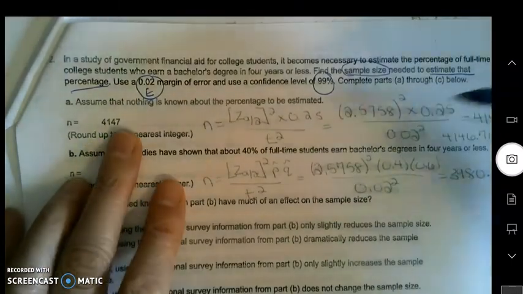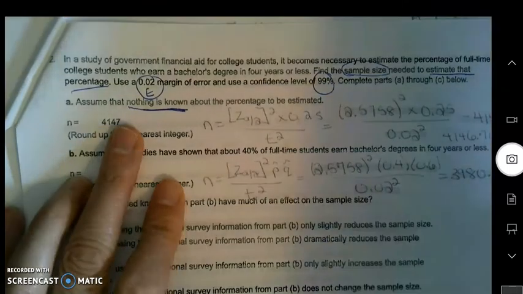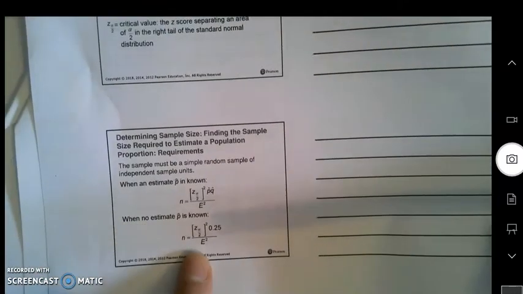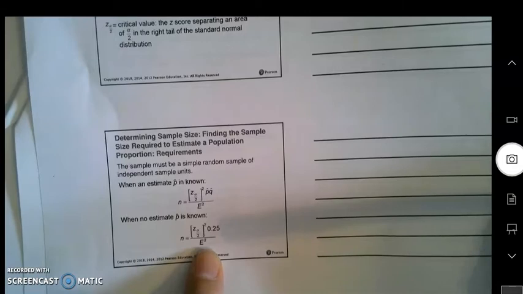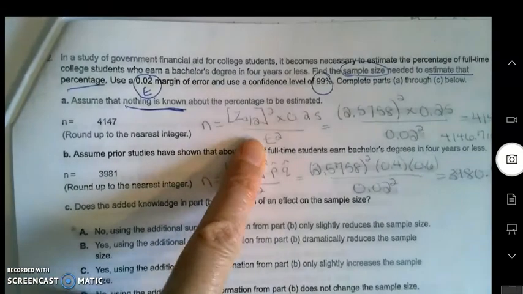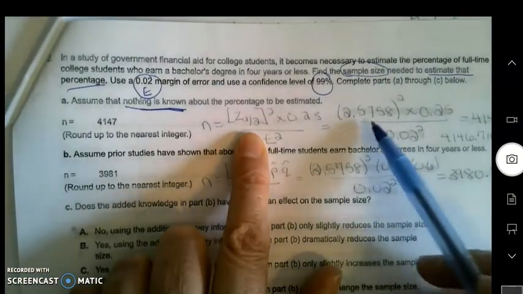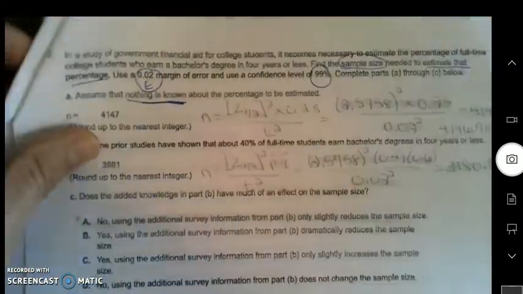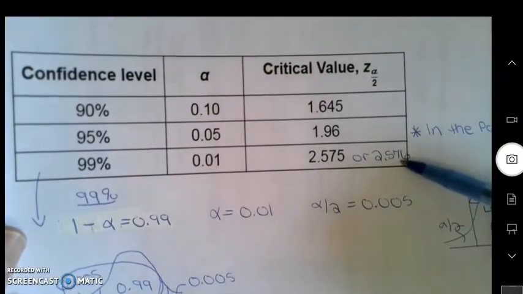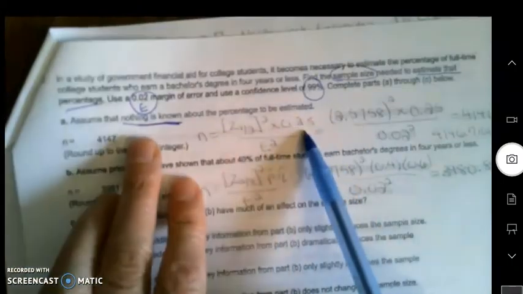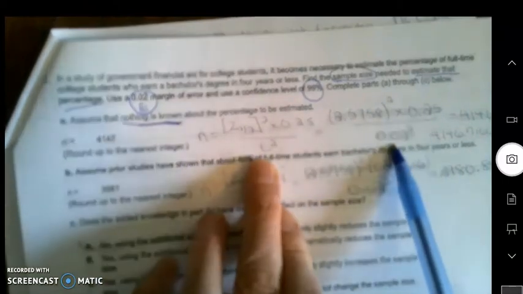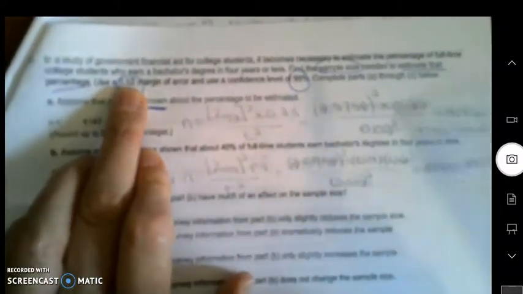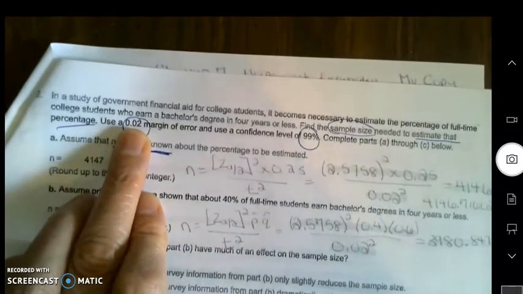Okay, the first one says nothing is known about a percentage that's involved. If nothing is known, then you use this formula down here, which I wrote. My critical value is 2.5758, which again I got from right here. The 0.25 is part of the formula, and the margin of error they gave me is 0.02.